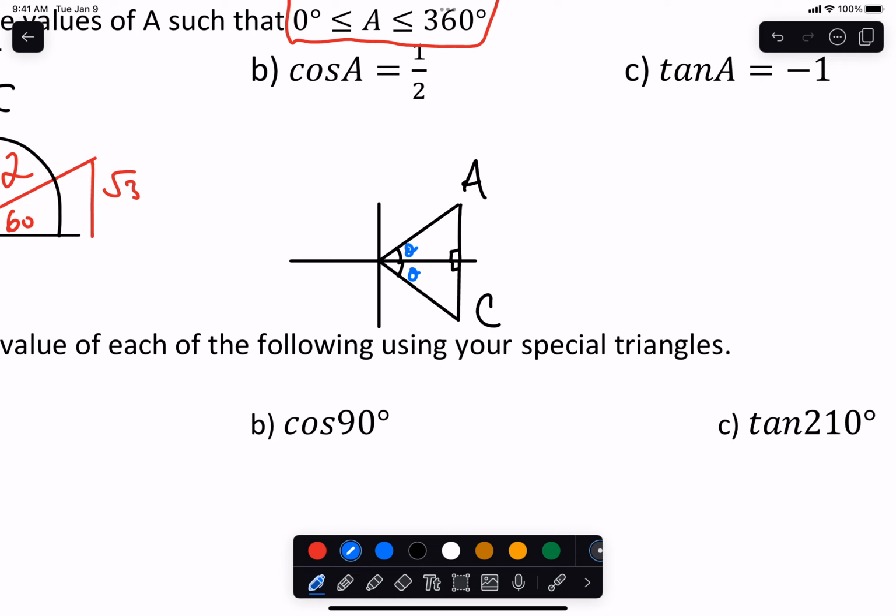What is cosine? The opposite would be 1 and the hypotenuse would be 2. Did you say the opposite is 1? Adjacent. The adjacent side length is 1 and the hypotenuse is 2. Which makes this in here 1. What makes this side length? Square root 3.